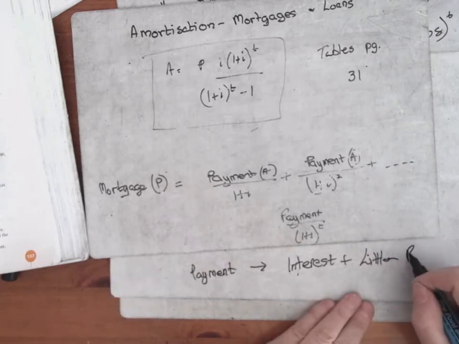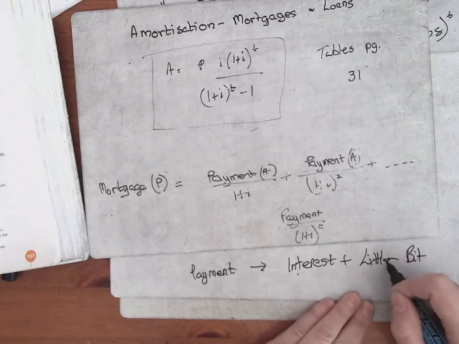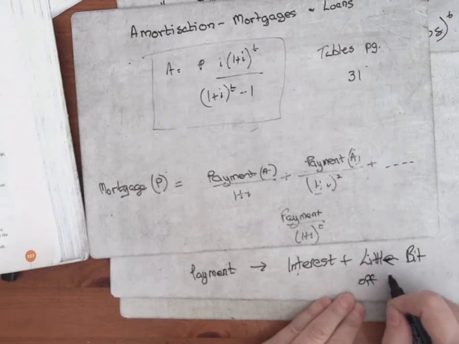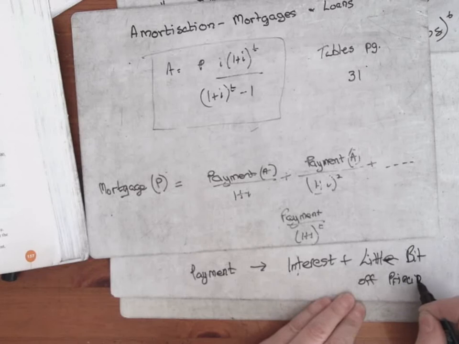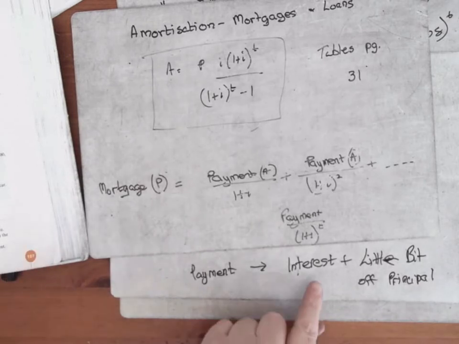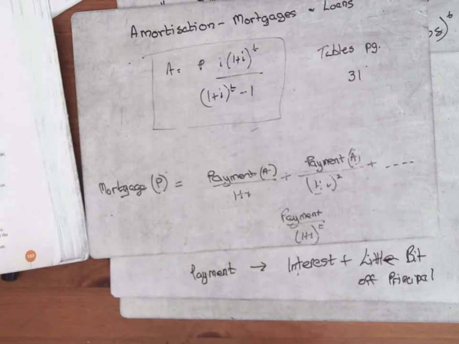Sorry, that's supposed to read a little bit off the principal. You don't need to write that down now. That's just me explaining what amortization is, which is what they call it in the book. So if you got a mortgage for 200,000, and your payment every month was, let's say, 5,000, I'm rounding everything up here. So you got a mortgage for 200,000, and every month you paid off 5,000 of that, right?